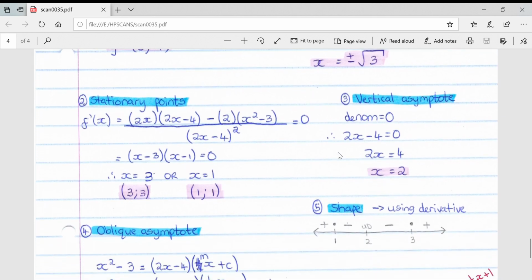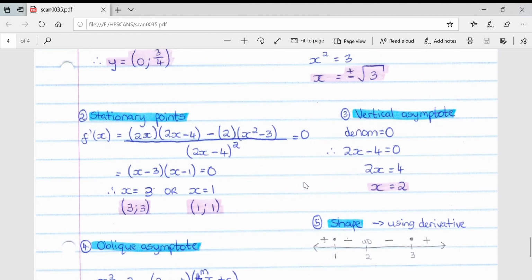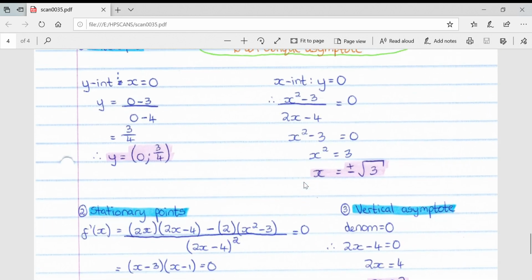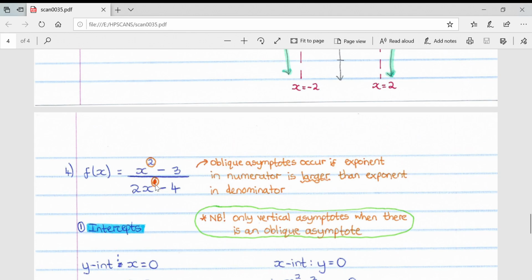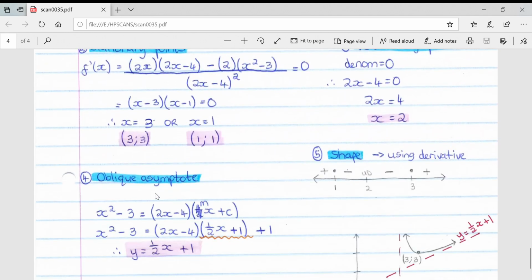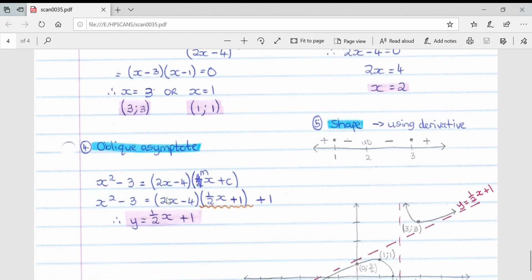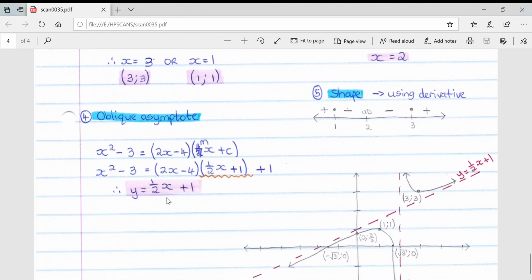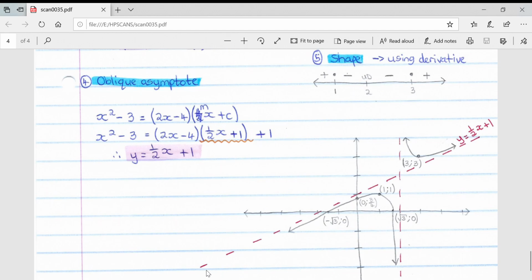Then usually our fourth step is to look at our horizontal asymptotes, but because we already know that the exponent in the numerator is larger than the denominator, we can skip that step because we know there aren't any, but we have to now look for an oblique asymptote. An oblique asymptote is essentially a straight line that runs through your graph and forms an asymptote.